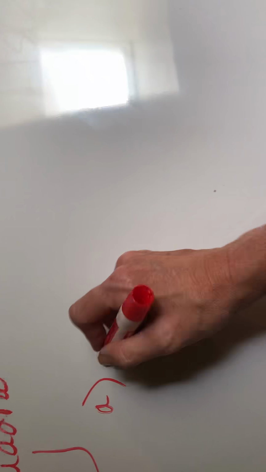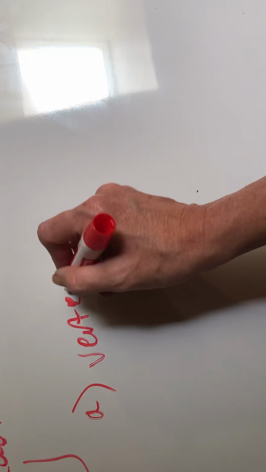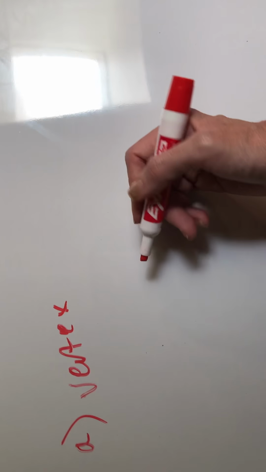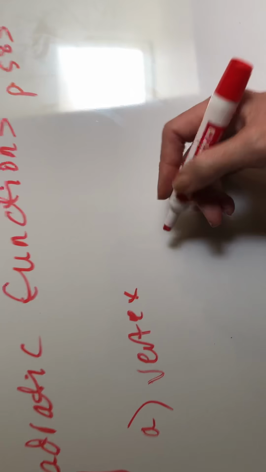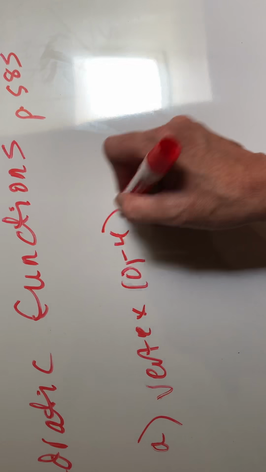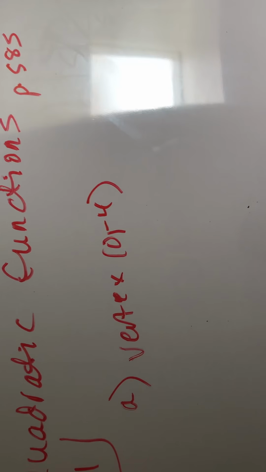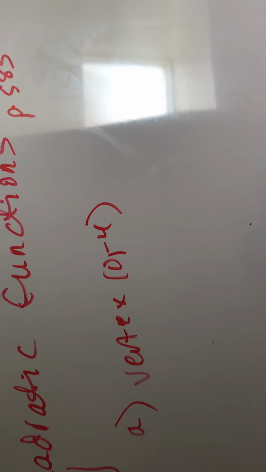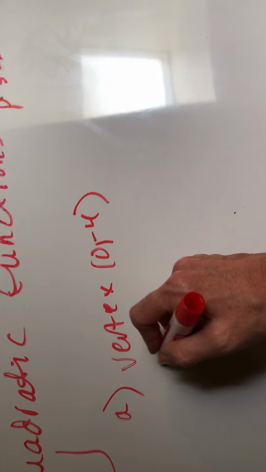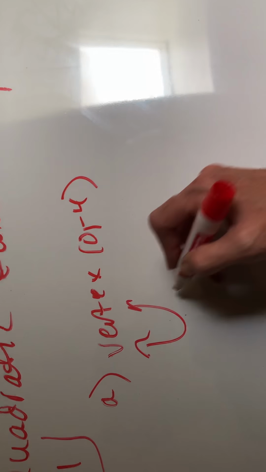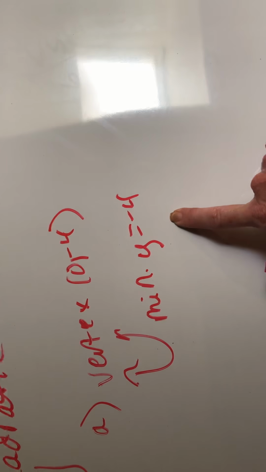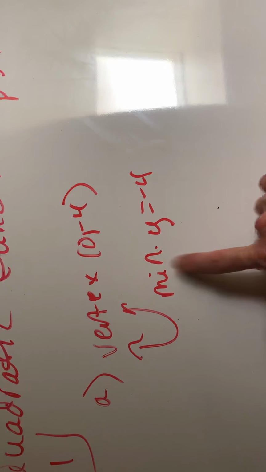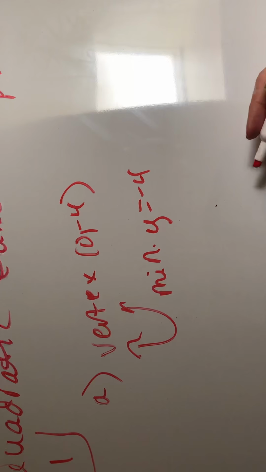So on A, the vertex, well, you just look at that bottommost point in the book, and it looks like it's down at (0, -4). So that's your vertex. Then you're asked to give a maximum or a minimum. Well, because this one opens up, that means it has a minimum, and that minimum is y equals -4. It's the y coordinate of your vertex. That's what the minimum is for this, okay?